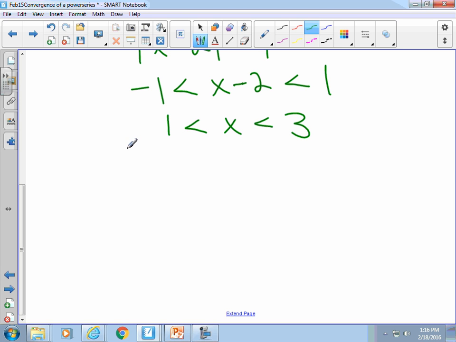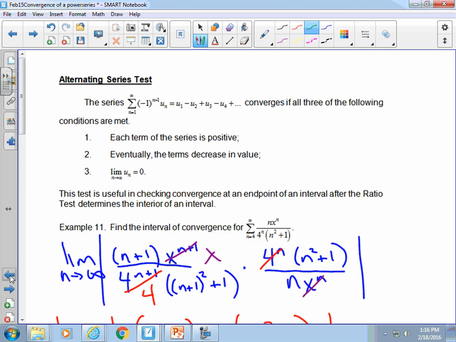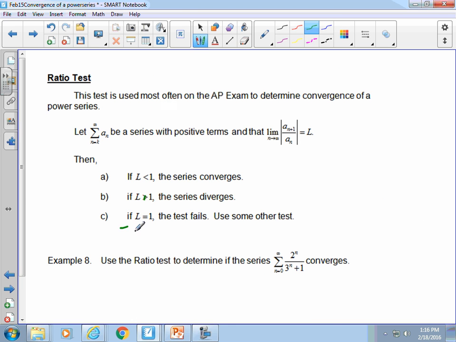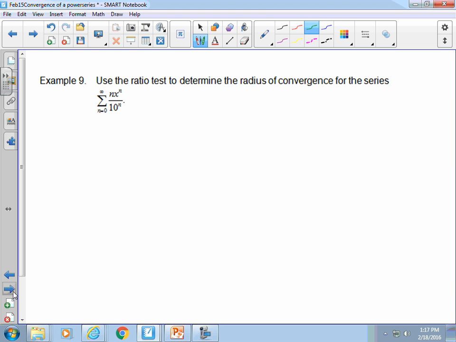Will we check the endpoints on all of the things that we test? Anytime you use the ratio test. Let me remind you why. If I go back to the ratio test, if the limit is 1, we don't know if it converges or diverges. That's why you have to test the endpoints using the ratio test, because that test fails when that limit is 1. Any other test you're using, you won't need to.